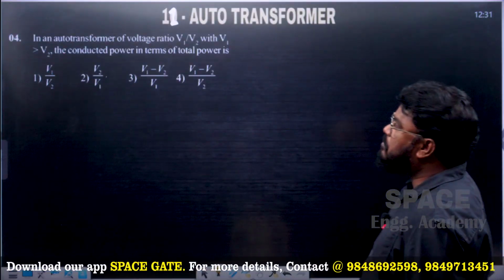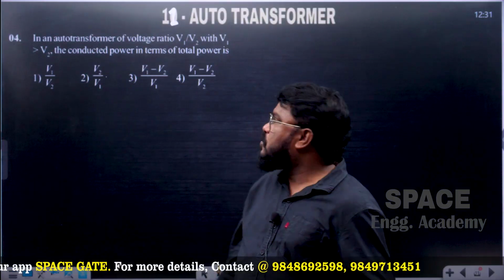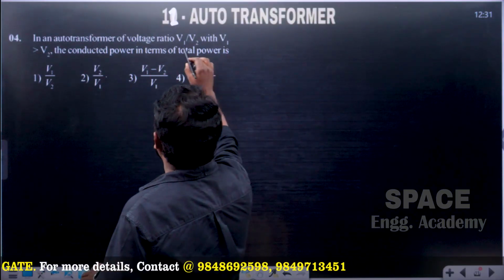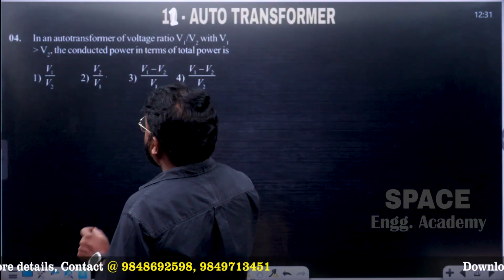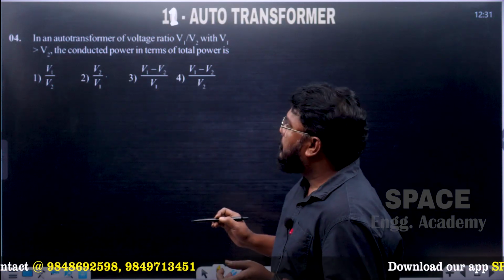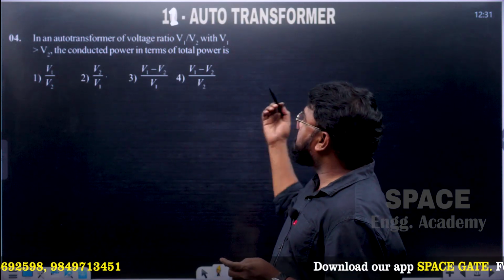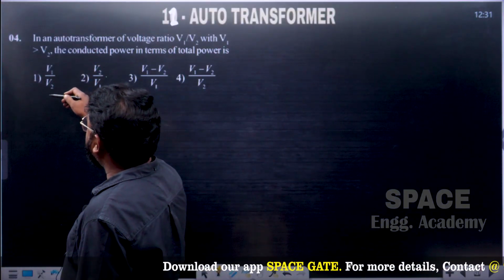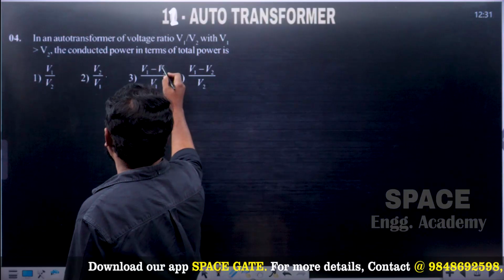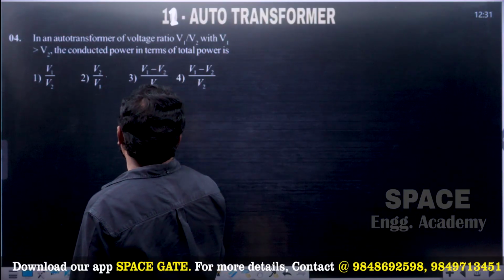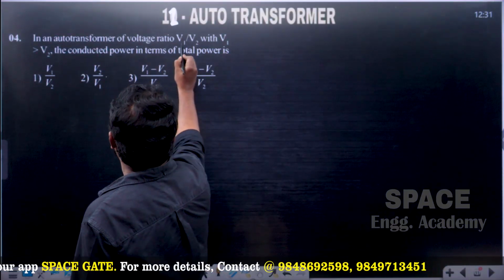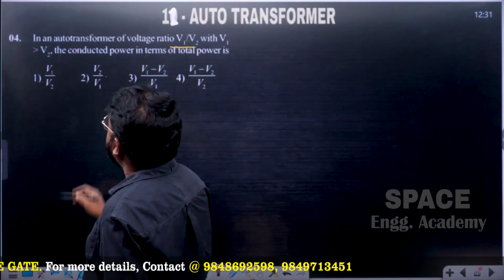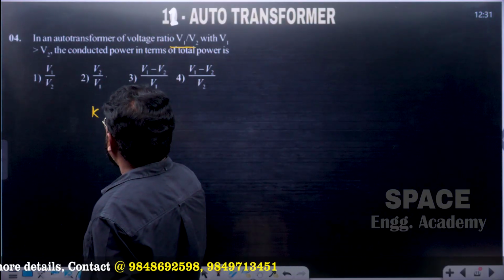And next question number 4, in an auto transformer voltage ratio is V1 by V2 with V1 is greater than the V2. The conduction power in terms of the total power, option 1 is the V1 by V2, V2 by V1, V1 minus V2, V1 minus V2 by V1. And here auto transformer voltage rating is given, V1 is that. So let us calculate the K.